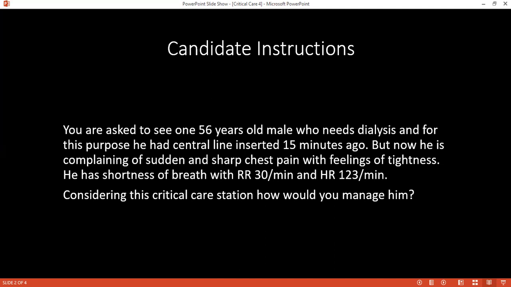What is the most common infection that occurs with a central line? Infection by Staph aureus. Okay. Right. Thank you.